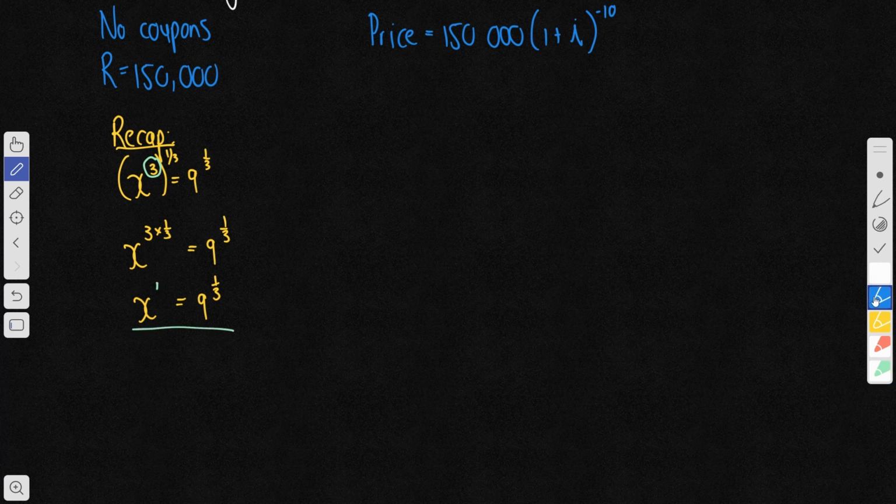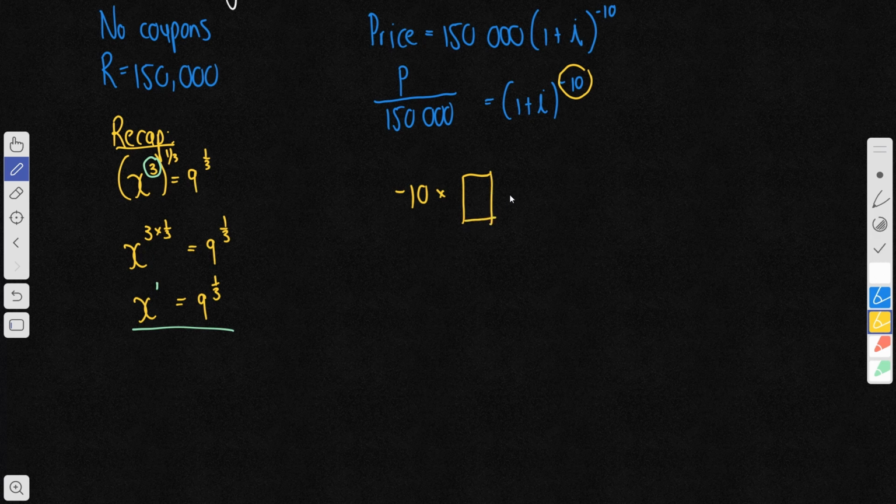We can rewrite this as price over 150,000 equals 1 plus i to the power negative 10. You can think of this 1 plus i as the x, and then we apply the principle that we have just learned. We need this exponent to be 1 and not minus 10. So the question is, what number do we need to multiply by minus 10 in order to get 1? This is not difficult to do.